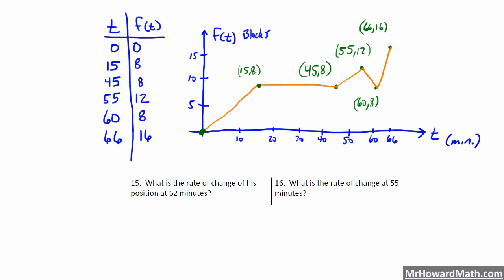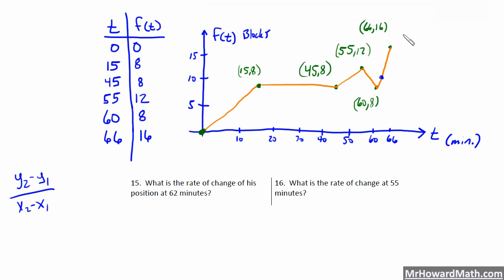Alright, so problem 15 says, what is the rate of change of his position at 62 minutes? Remember, rate of change is the slope. In this problem situation, the rate of change is describing speed. So at 62 minutes is approximately right here, so we're on this line segment, so it would be the slope of this line segment. And slope, remember, is y2 minus y1 over x2 minus x1. We could also put these points in our calculator and stat edit, but these numbers are fairly simple, so we can just do that.